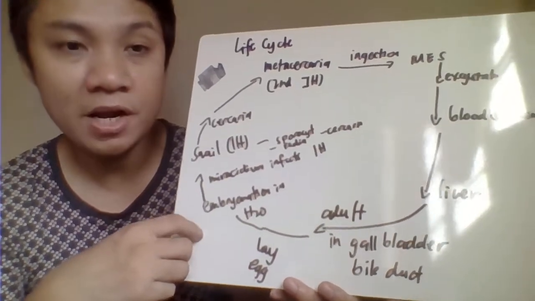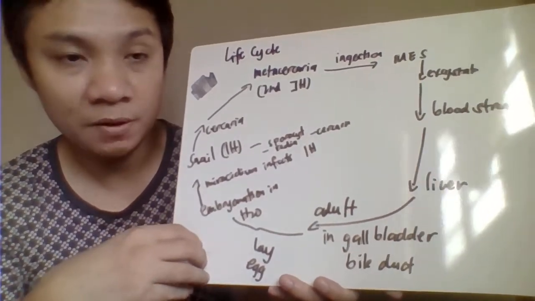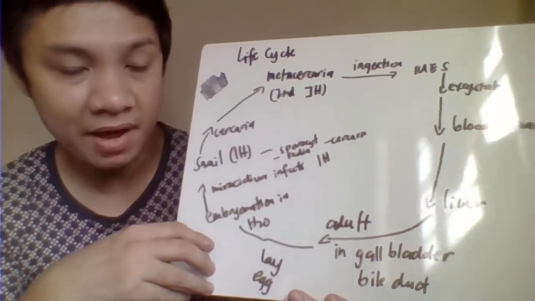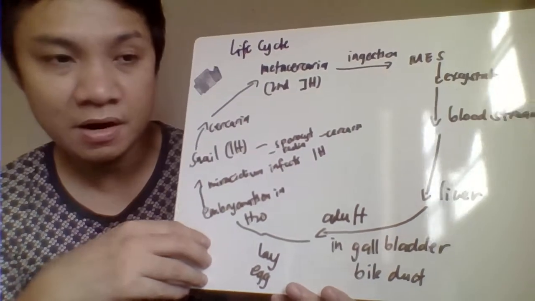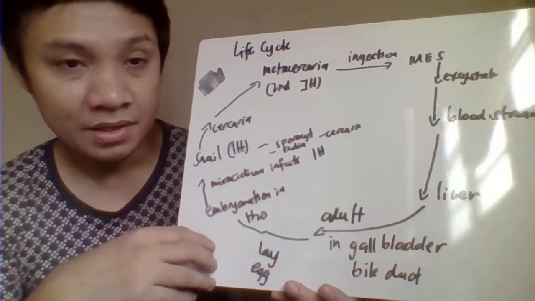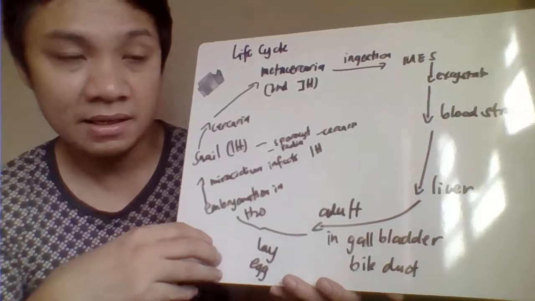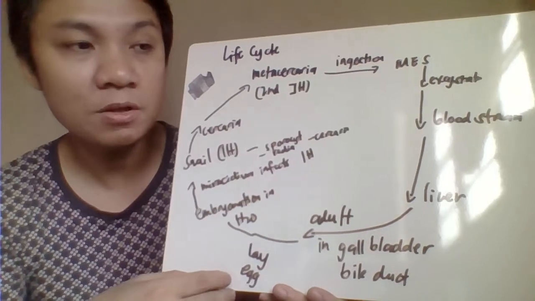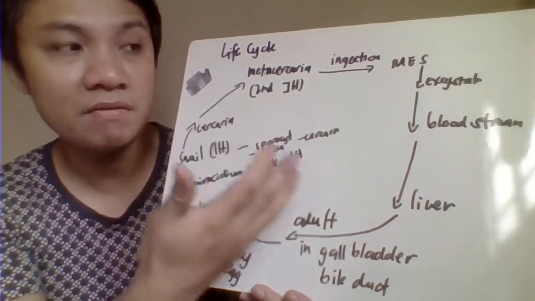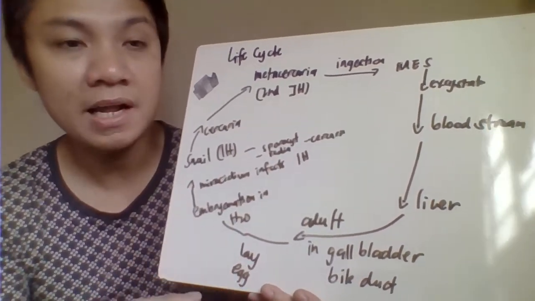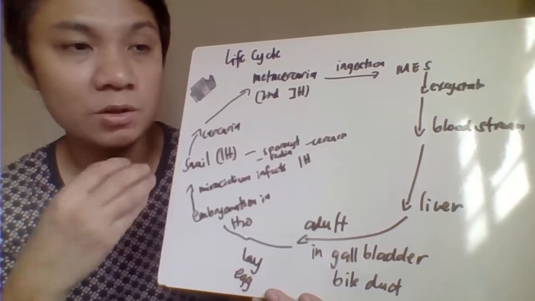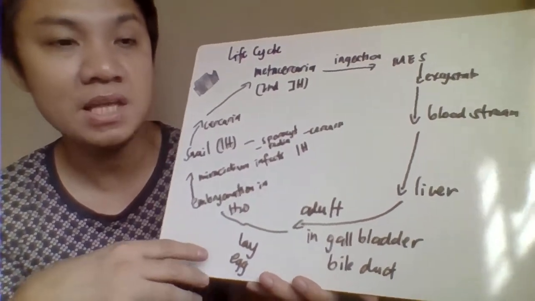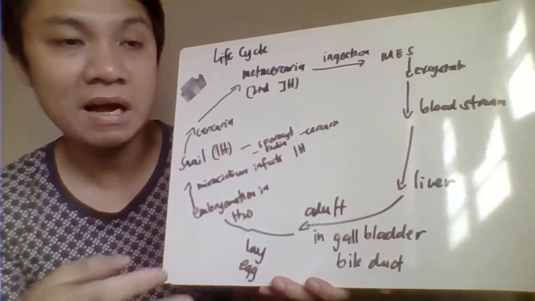The egg will be released in your feces, unembryonated or unsegmented. Then the ovum or egg will embryonate in the water and release the miracidium. Then the miracidium infects your first intermediate host, which is Limnaea philippinensis. Inside the body of the snail, the miracidium will develop to become sporocysts, developing into rediae and eventually cercariae. The cercaria will be released out of the body of the snail. It swims in the water and tries to find the second intermediate host, which is the water vegetation, where it encysts to become metacercaria.